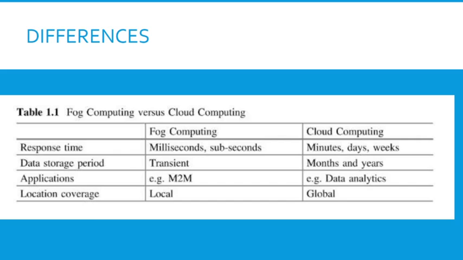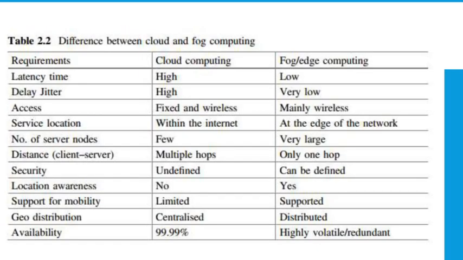So here we have a difference between fog and cloud computing. Response time in fog computing would be milliseconds and subseconds, whereas in cloud it is minutes, days and weeks. Data storage period in cloud computing consists of months and years. The application in fog is M2M, and in cloud computing it will be data analytics. Location coverage for fog computing is local, and cloud computing is global, right? So these are the differences between cloud and fog computing.